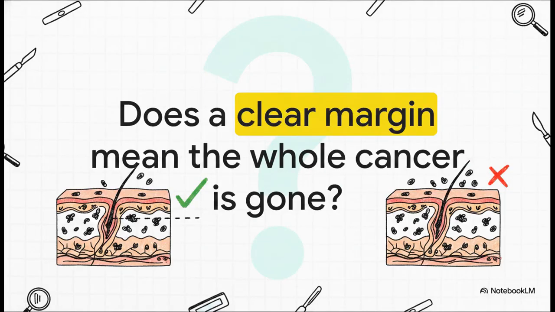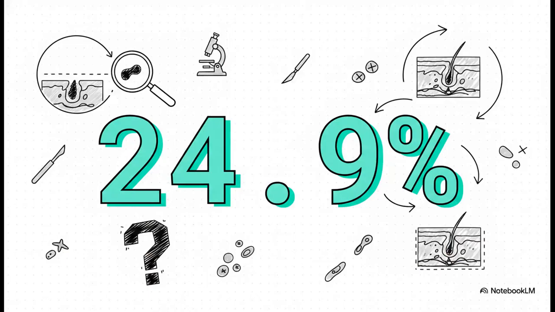But that naturally leads us to a pretty massive question. If positive margins are common, what happens if your biopsy for something like a basal cell or squamous cell carcinoma actually comes back with a clear or negative margin? Does that prove the cancer is completely eradicated? The short answer is no.